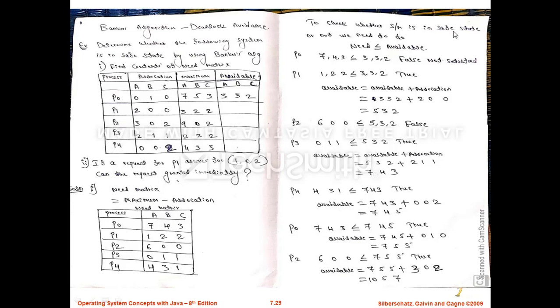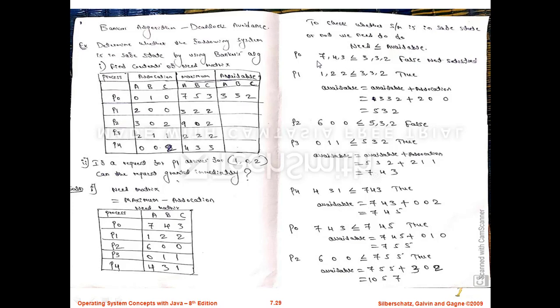To check whether the system is in safe state or not, we need to check whether the need of each process is less than or equal to available. First process is which one? P0. P0 need is what? 743. Whether 743 is less than or equal to available. Available in the system is how many? 3 copies of A, 3 copies of B and 2 copies of C.